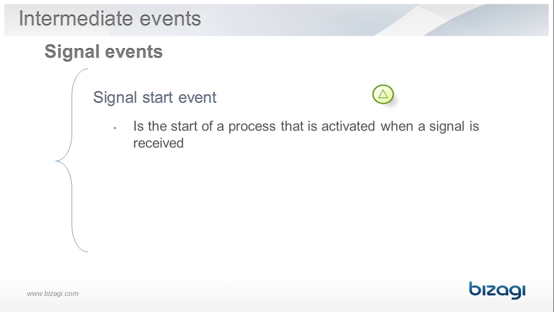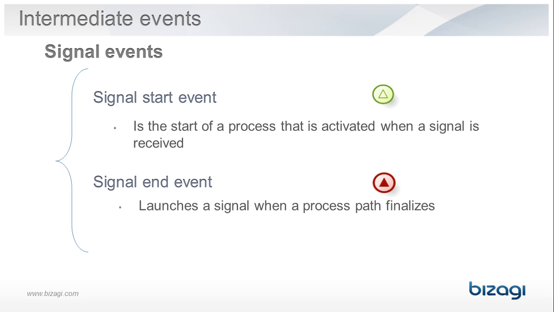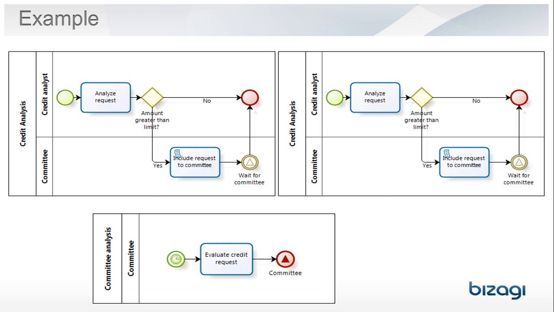Moreover, a signal start event is the start of a process that is activated when a signal is received. That is, it represents that a process starts when triggered by an external signal. On the other hand, when a path finishes, a signal end event can be reached and a signal will be launched. Going back to the business situation, there are two credit analysis instances.